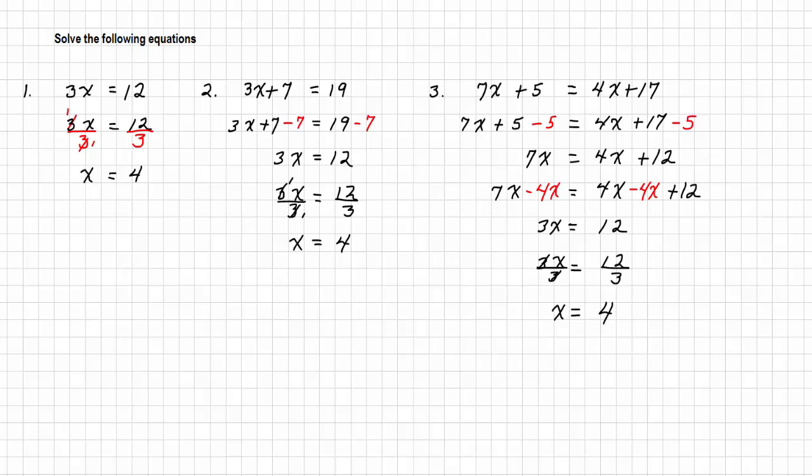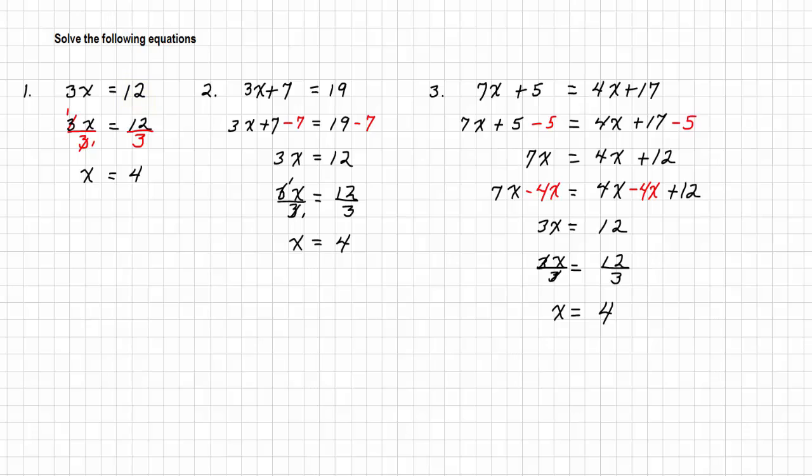Solving equations means finding the value for the variable that makes the original equation true. So if you want to do an informal check of your answers here, you substitute x equals 4 into the left side of the first equation. You get 3 times 4, which is 12. When you compare that to the right side, you'll see that they are equal, and that confirms that your answer is correct.